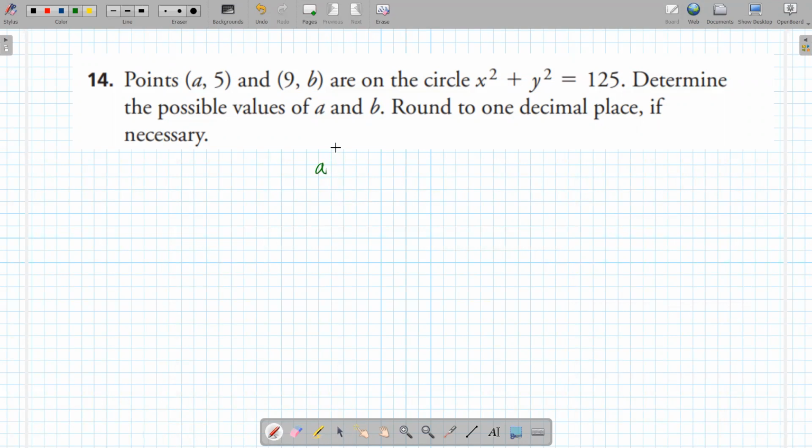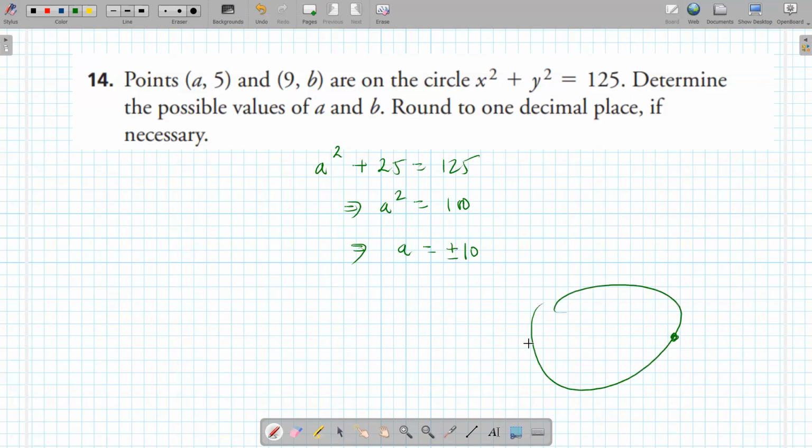So that means x squared becomes a squared. 5 squared becomes 25. This becomes 125. So that means a squared is going to be 100. If a squared is 100, what's a? 10. Remember, you're going to miss half a mark because it's going to be plus minus 10, okay? There's going to be one point here, and then there's going to be another point here. Anyways, the square root of any number is going to be plus minus. So there you go. That's the possible value of a.